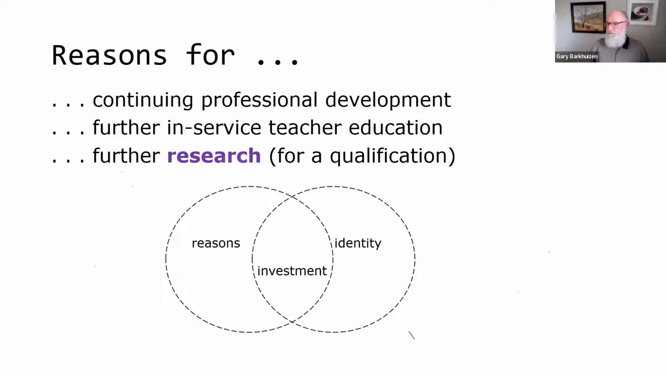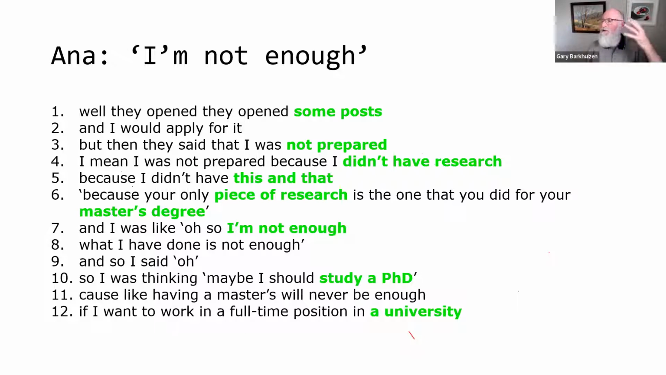So again, just looking at the story, just to remind you, they advertised some posts. Line 1, the people in power at the university, line 3, said she was not prepared. Why? Line 4, I didn't have research. She didn't have this and that, the things they wanted. She only had one piece of research from their perspective, but it was what she did in her master's degree. Not enough from the university perspective.